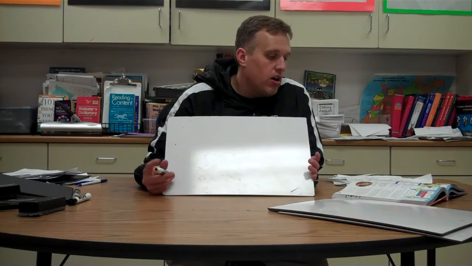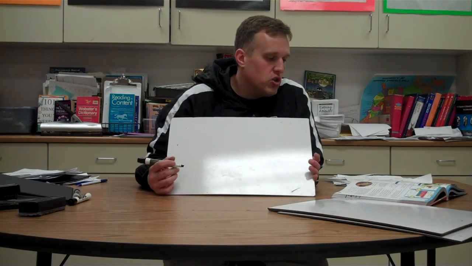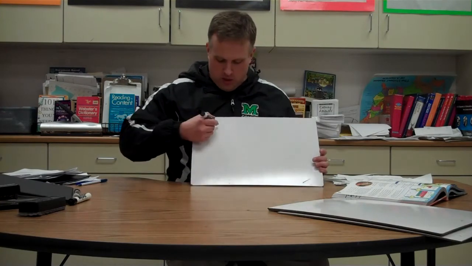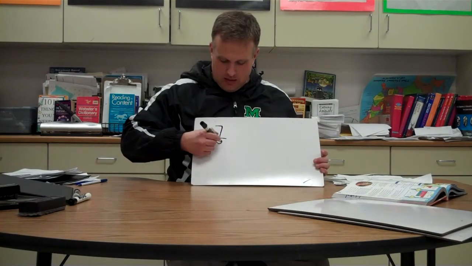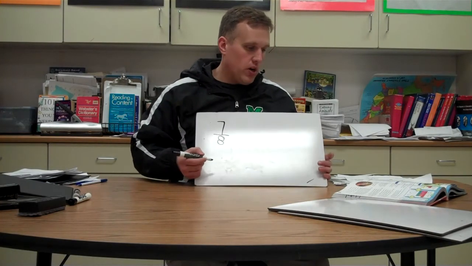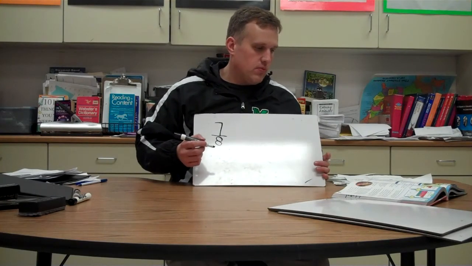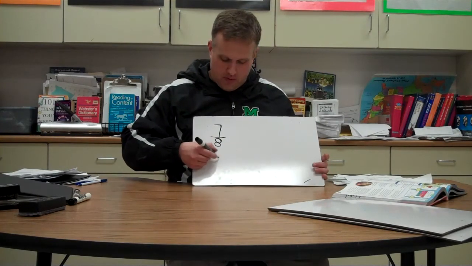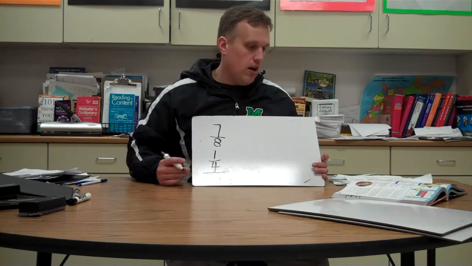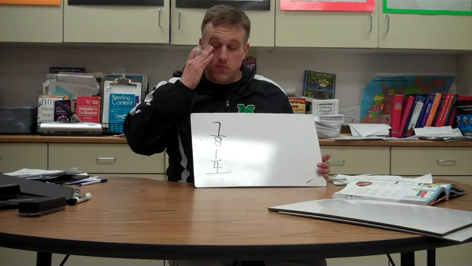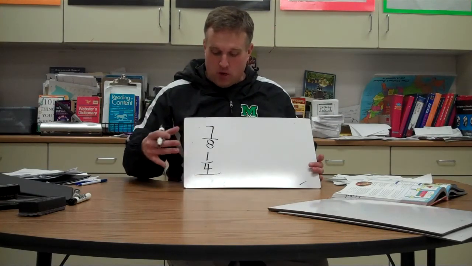It says, Cindy added 7/8 cup of water to 1/4 cup of juice concentrate. How much juice did Cindy make? Okay, so she had 7/8 of water, and she added it to 1/4 cup of juice. Okay, so it's the same thing we've been working on in class.